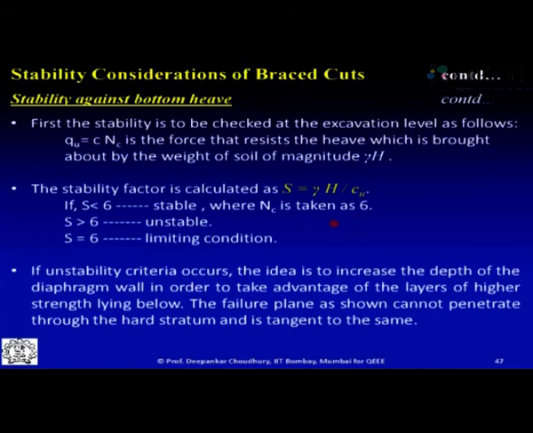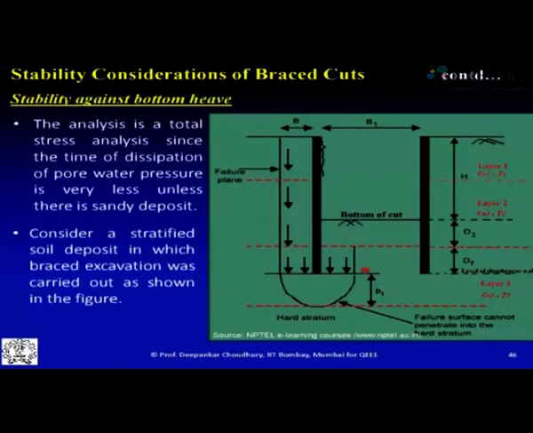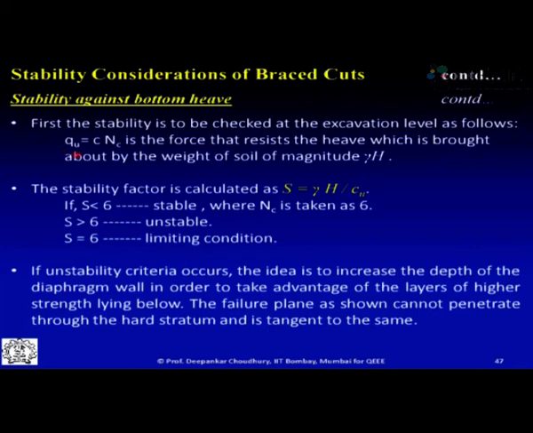So how is the stability criterion ensured? Stability factor S needs to be calculated in such a case, as gamma H by Cu, where C is the weighted average and gamma is also a weighted average. Now if S is less than 6, then we call it stable, where Nc is 6. That is, in clay soil, the net ultimate bearing capacity QNU should be C Nc, which we know for pure clay soil. Suppose it is resting on clay soil, you know what bearing capacity you are getting from here. So you make use of that, and if you take this as 6, you can use S less than 6 as stable, but greater than 6 is unstable and equal to 6 will give the limiting condition.